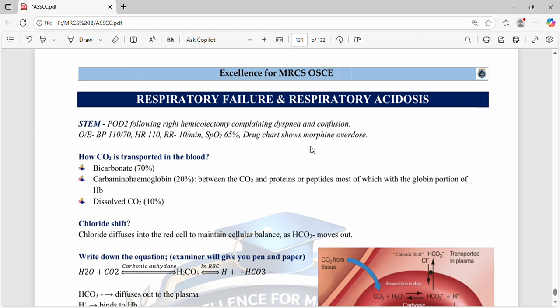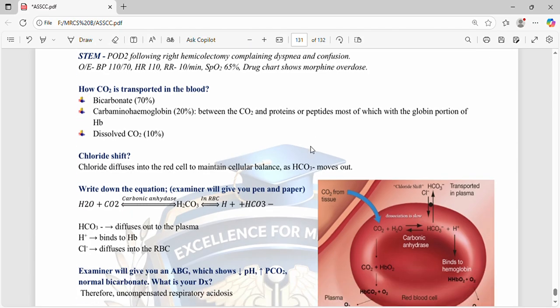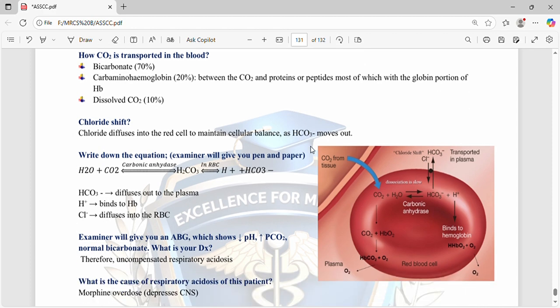How is CO2 transported in the blood? Bicarbonate 70%, in the form of carbonic acid, HCO3, H2CO3, and then carbaminohemoglobin 20%, between the CO2 and proteins and peptides, most of which is the globin portion of Hb, and dissolved CO2 is 10%. So this combined makes the total CO2 transportation. Chloride shift is the diffusion of chloride into the red blood cells to maintain cellular balance as bicarbonate ion moves out. So this is chloride shift.